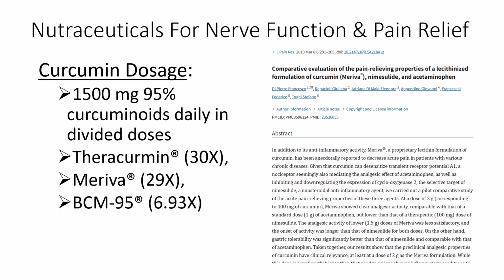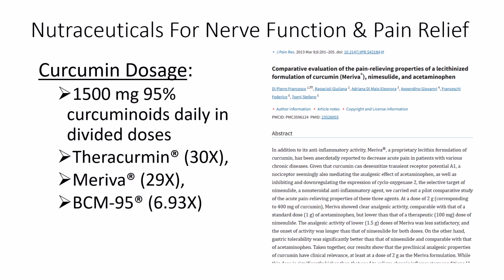The reason people sometimes don't get results with curcumin is twofold. First, they don't actually get enough of the active curcuminoids, and most often that's because of the product that they're taking. You want to make sure to be taking 1,500 milligrams of curcuminoids in divided doses through the day. And you want to make sure that the curcumin brand that you're taking is 95% concentrated in curcuminoids. Curcuminoids are the active ingredient, and you want them to be concentrated.